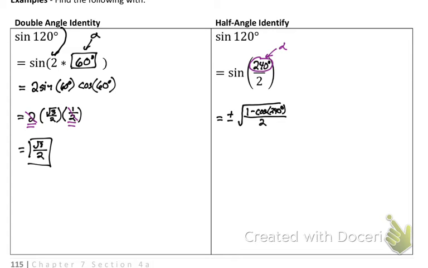We have to figure out whether it's positive or negative first. This is how we're going to figure it out. What quadrant is 120 in? Second quadrant. Don't worry about the half angle or the double angle. You're just worried about this being quadrant 2. What's positive in quadrant 2? All sine is positive. So in quadrant 2, sine is positive.